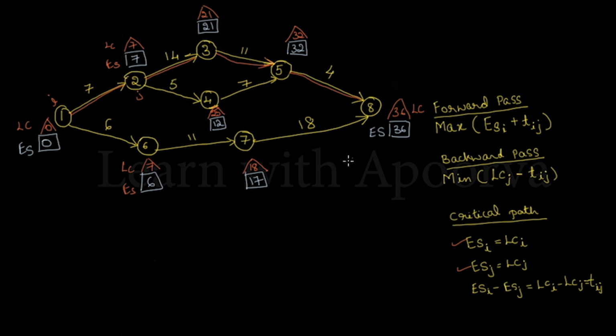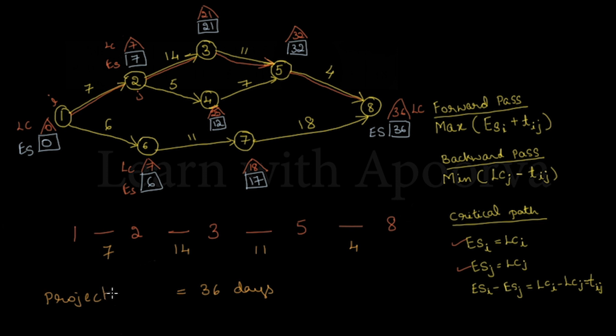So now we have obtained the critical path between the nodes 1, 2, 3, 5 and 8. The durations of the activities are 7, 14, 11 and 4. If I sum them together, I get 36, which is in days. So this is the project duration that we have obtained using the critical path.